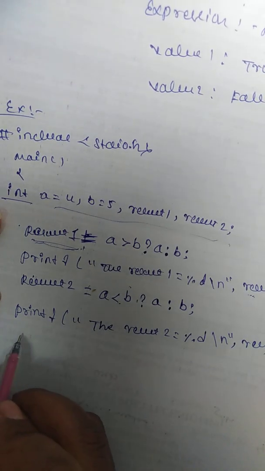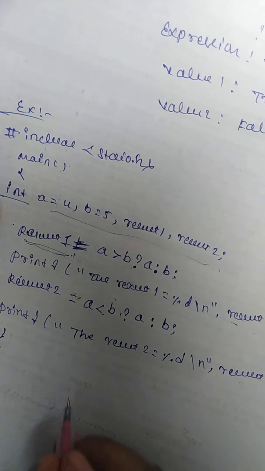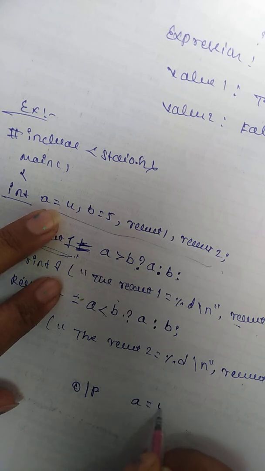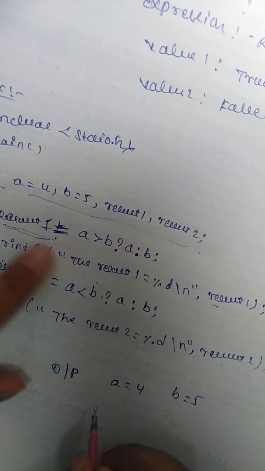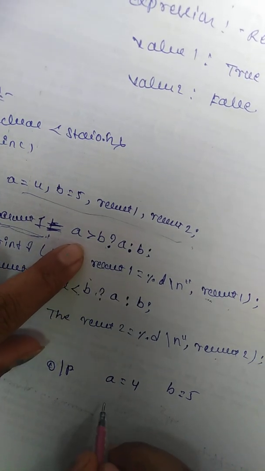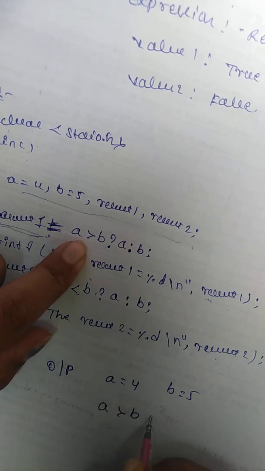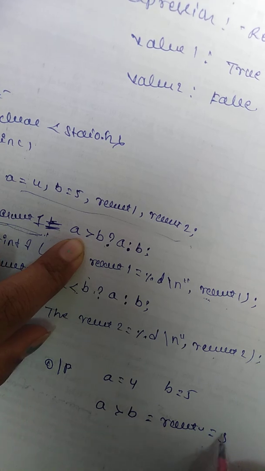Then I will close the program. What will the output be now? A is already 4 and b is 5. First I check a greater than b. The output is the result, and the result is equal to 5.